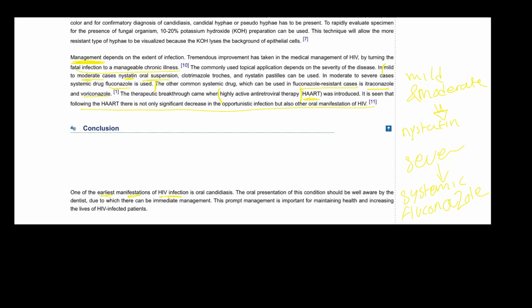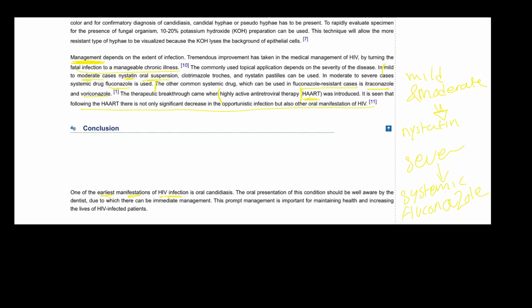Now if there are patients with fluconazole resistance, meaning we give them fluconazole but there is resistance from this candida, we give them alternative therapy, which is itraconazole or voriconazole.